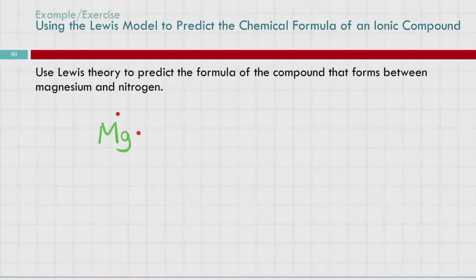And nitrogen has the symbol N. Nitrogen has how many valence electrons? 5. It's in the 5A column, or the nitrogen group, or the pnictogens, which has a P in the front. That's our fun fact. So 5 dots.